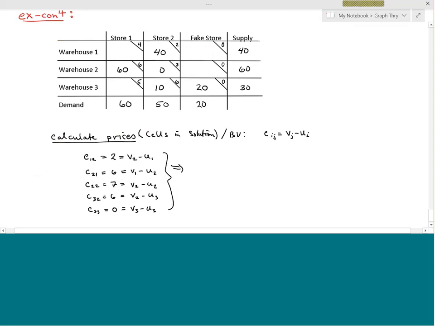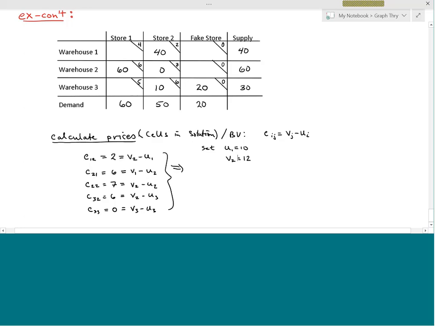Next thing you do is actually solve for all the U's and the V's. So we'll go ahead and set U1 equal to 10. That means we can then solve for V2 from this first formula. So we've got V2 minus 10 has to equal 2, so that means V2 is 12. We now know V2 and U1. I don't have either V2 or U1 in this row, so in this formula, we're going to skip it.